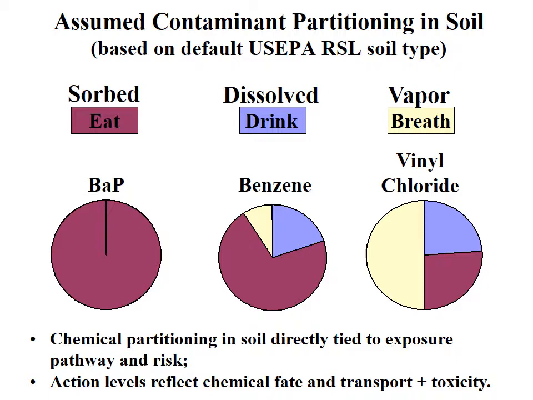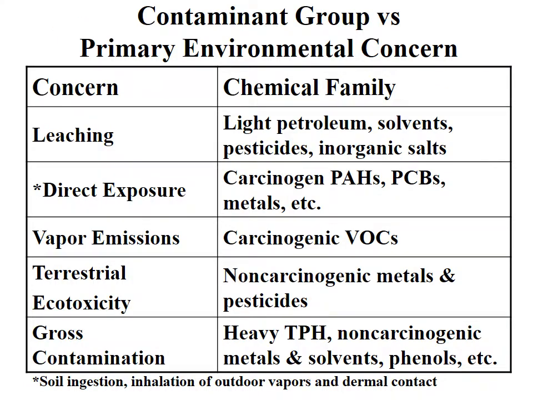So this is just a quick example of different contaminants, different physicochemical properties, and how the physicochemical properties of the contaminant really drive ultimately what the primary risk is posed by that contaminant when it's released to soil. Now we can actually break up different chemical families based on the primary environmental concerns that drive remediation or drive environmental hazards at a site.